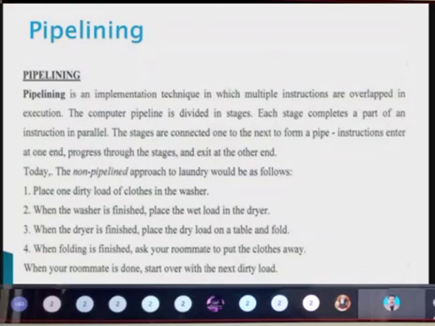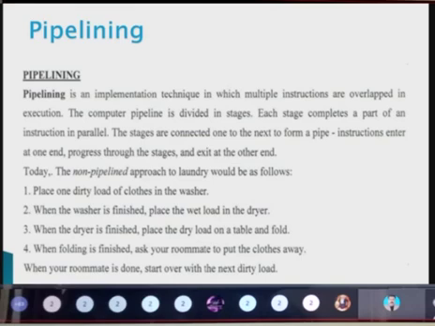So apart from this, here we have the pipelining concept. Actually, what it means is multiple instructions are overlapped in execution. The computer pipeline is divided into stages, and each stage completes a part of the instruction in parallel. So the stages are connected one to another to form a pipe. Instructions enter at one end, progress through the stages, and exit at the other end.